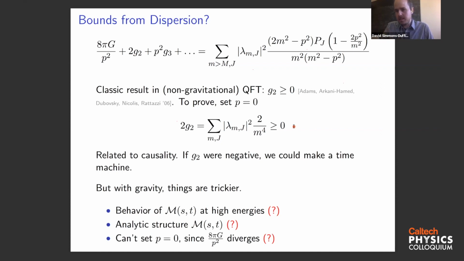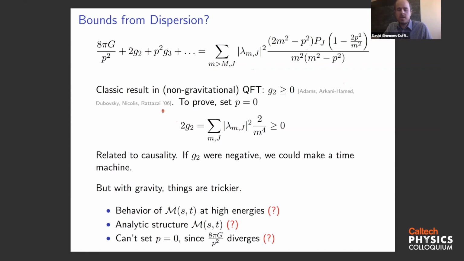This is an instance of this linear functional technique. It's a really simple instance. The linear functional is the thing that just evaluates something at p equals 0. So we chose a functional and it taught us something interesting, that this g_2 is positive. And this result is actually related to causality. So there's a separate argument given in this same work that shows that if g_2 were negative, you could build a time machine, similar to the time machine of Camanho, Edelstein, Maldacena, and Zhiboedov.